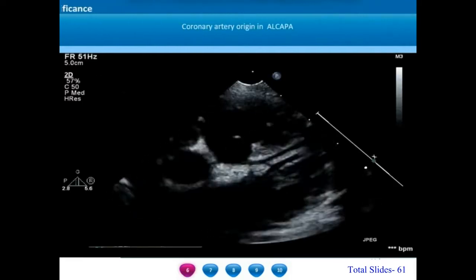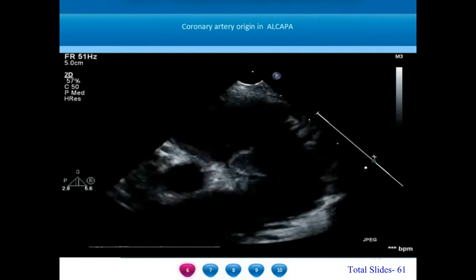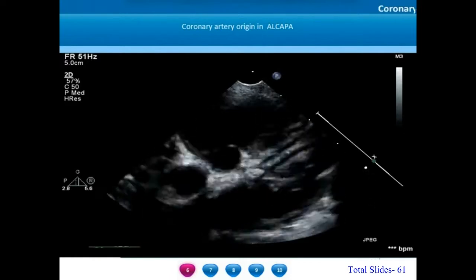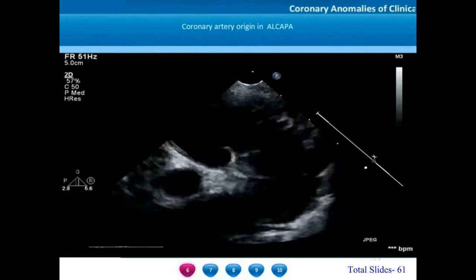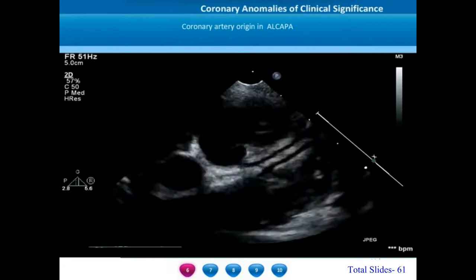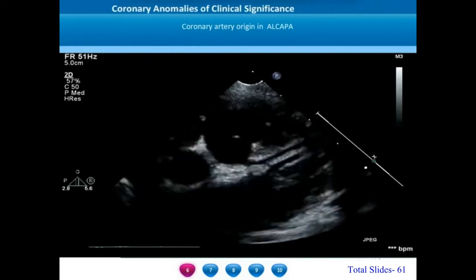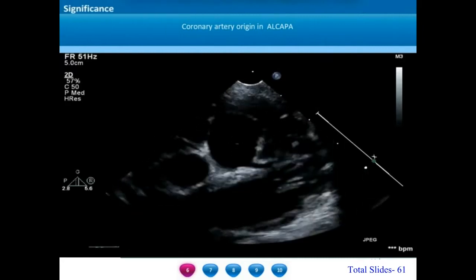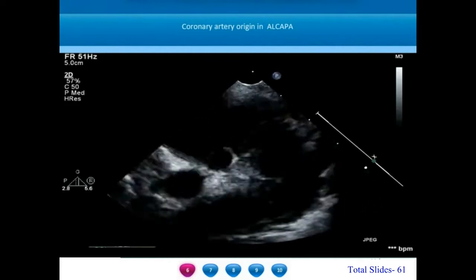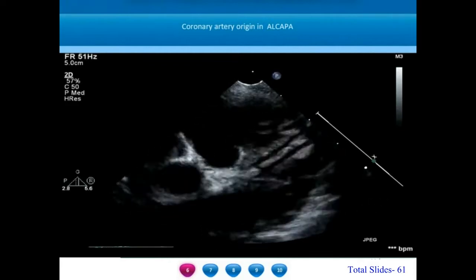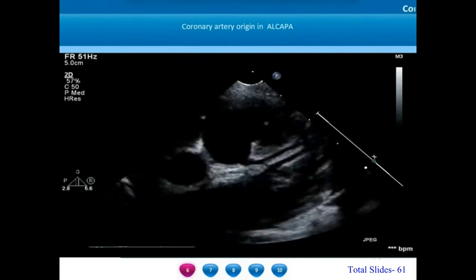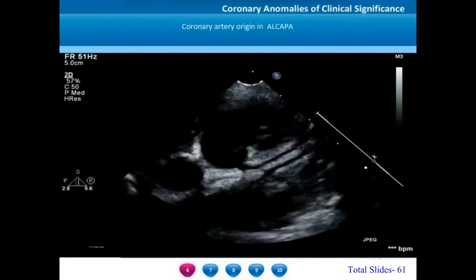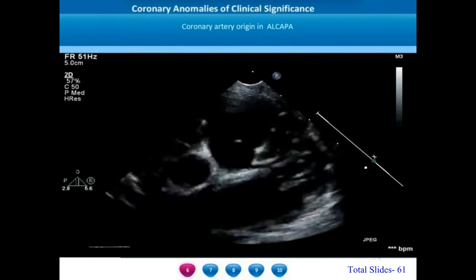This is a short axis view taken from the parasternal window. You can see that the left coronary artery arises from the posterior sinus of the PA. There is also another parallel vessel that is coursing along the left anterior descending coronary artery on the right side of the screen, and this is the great cardiac vein. This great cardiac vein turns around the left AV groove to become the coronary sinus.